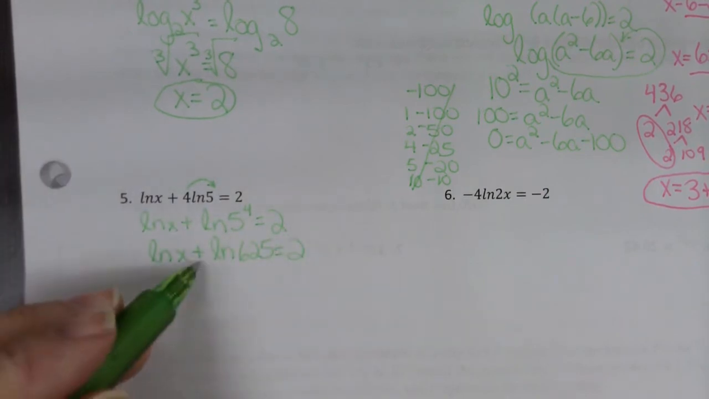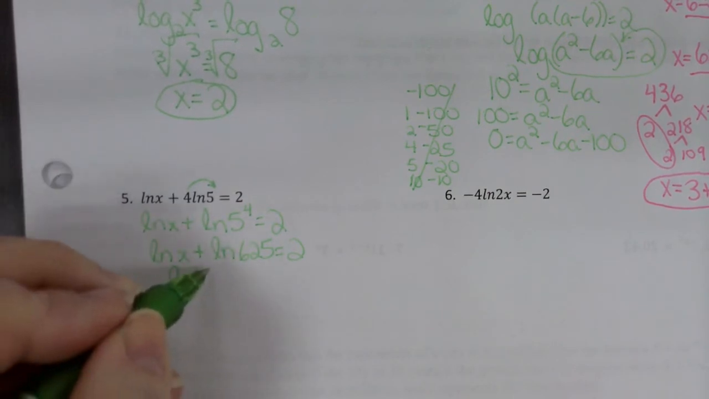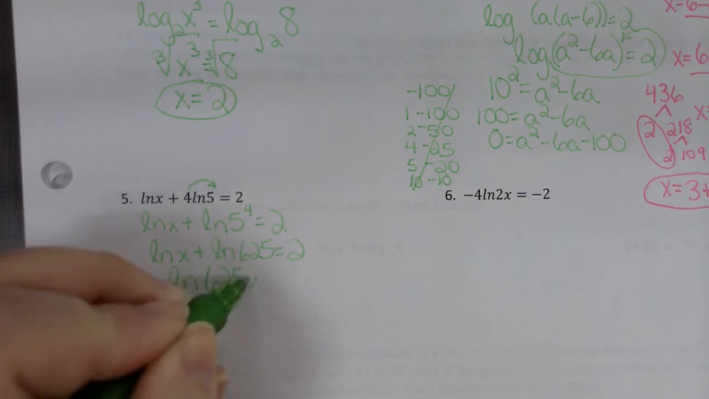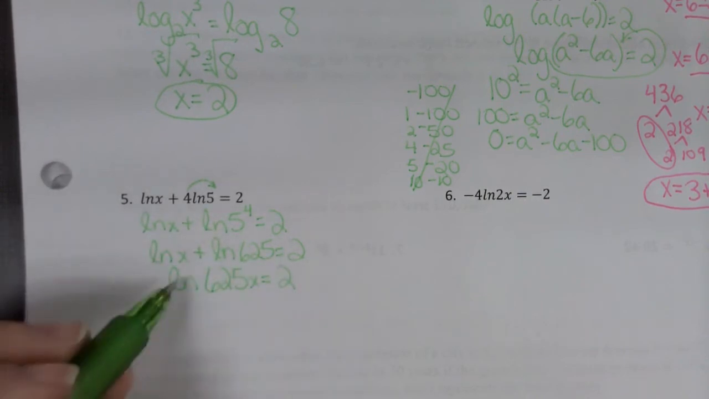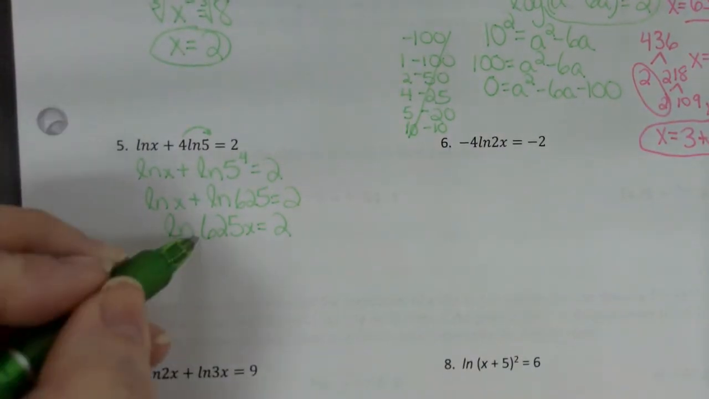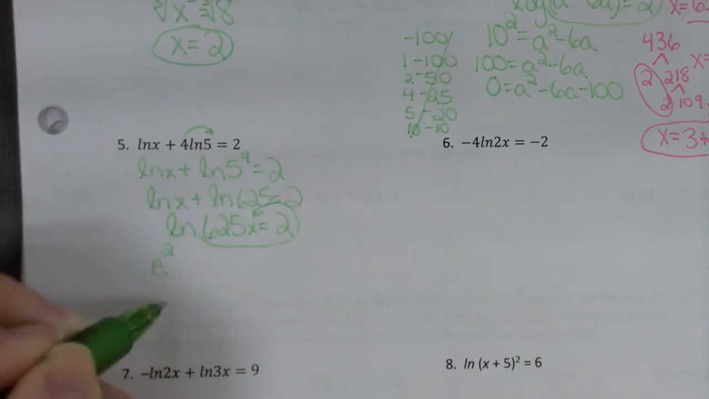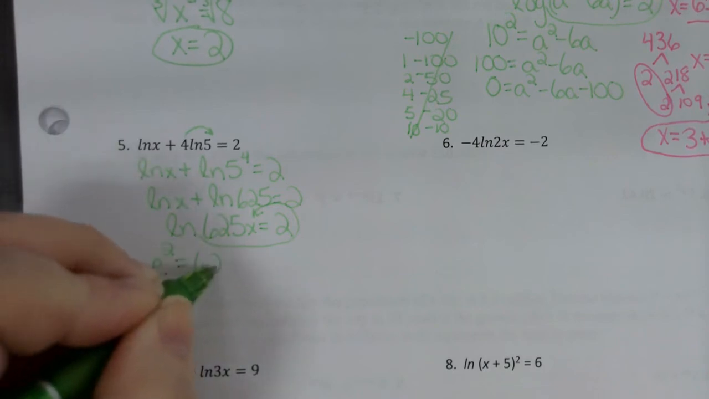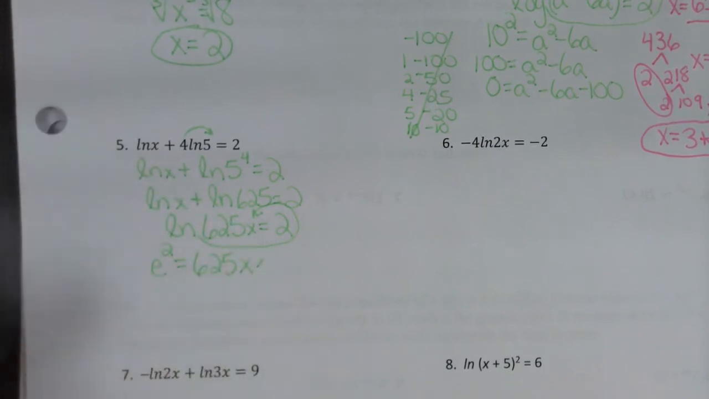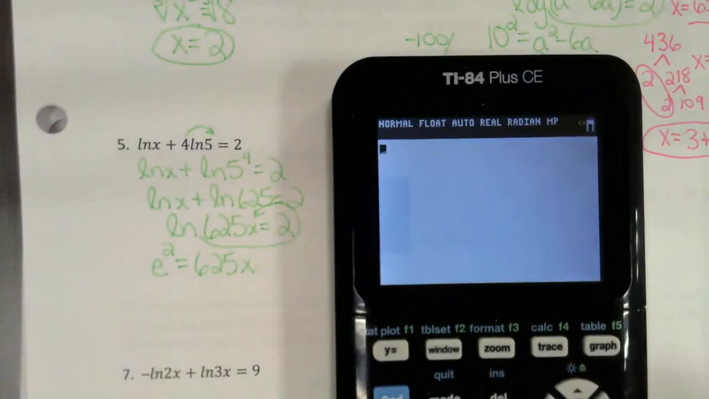Now I can apply my product property. So I'll condense it into a single log, and I'll have 625 times x. And I've met my second goal. I can change this into exponential form. So the base is e, the exponent is 2, and the number I'm trying to get to is 625x. So I need to figure out what e to the second is. Second in the ln button gives me e to the second power.